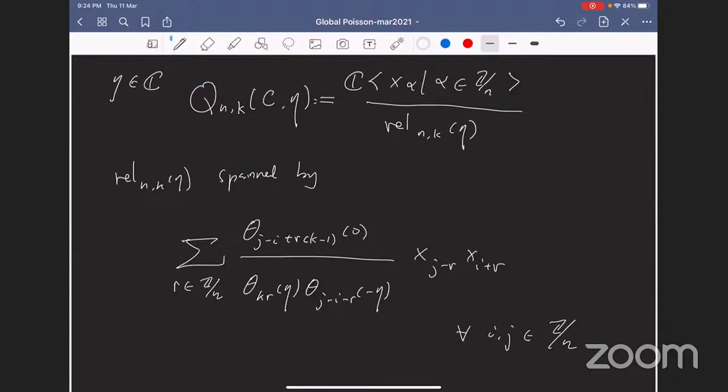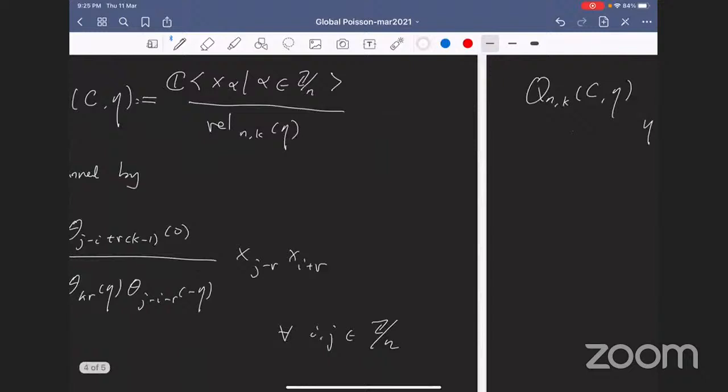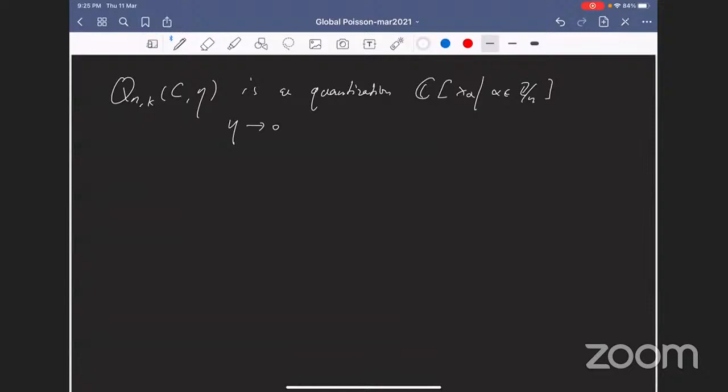It's an easy calculation to show that this algebra, which depends of course on some continuous parameter and some discrete parameters, but if we fix n, k and c, then eta will be the continuous parameter, and this is a quantization of the polynomial algebra, and quantized in the sense that when eta goes to zero, then the space spanned by rel nk0 is precisely the commutative relations. Therefore, we can take the semi-classical limit.